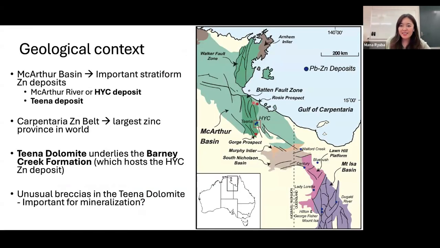So I'm going to take you to the Batten Fault Zone region for this study. This is the area where we find the famous McArthur River, or the HYC deposit, and also the Teena deposit. And of course, the McArthur Basin is one part of this larger zinc province, also known as the Carpentaria Zinc Belt.